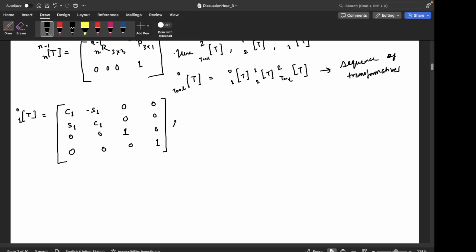Okay, now let's write the next one. You can first try writing this yourself before I write it. Just take 1 minute to think and write this transformation matrix. Then I will write it, and we can match our matrices.